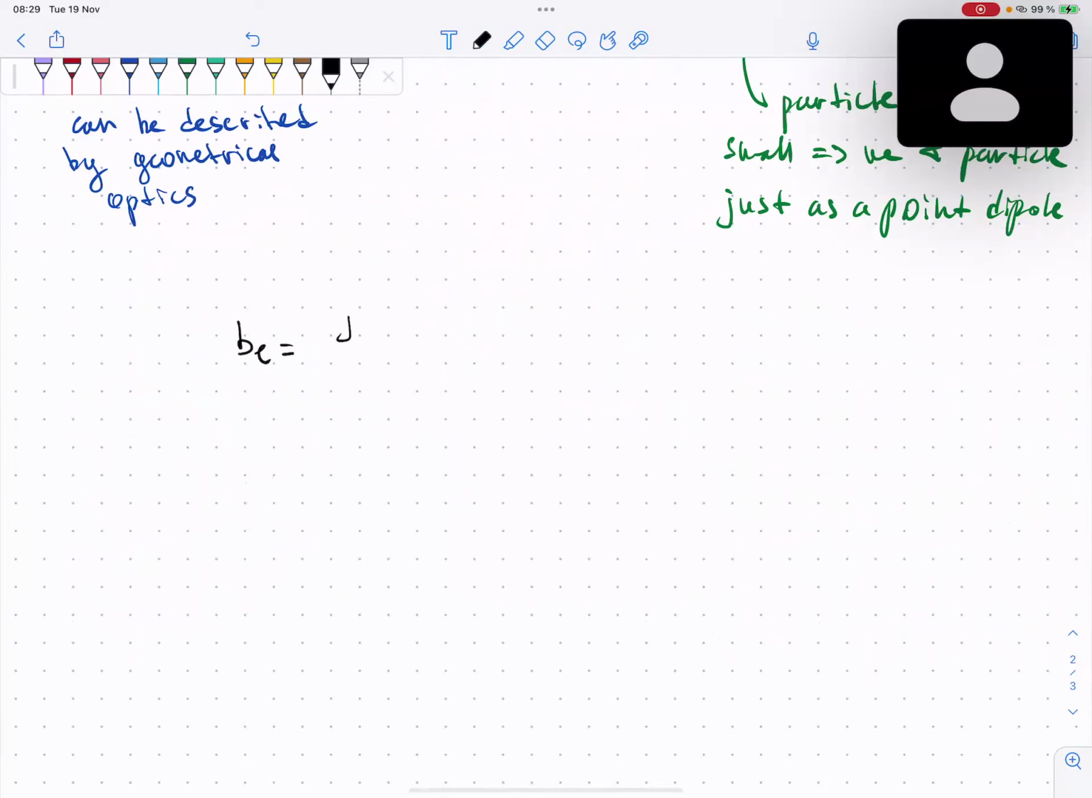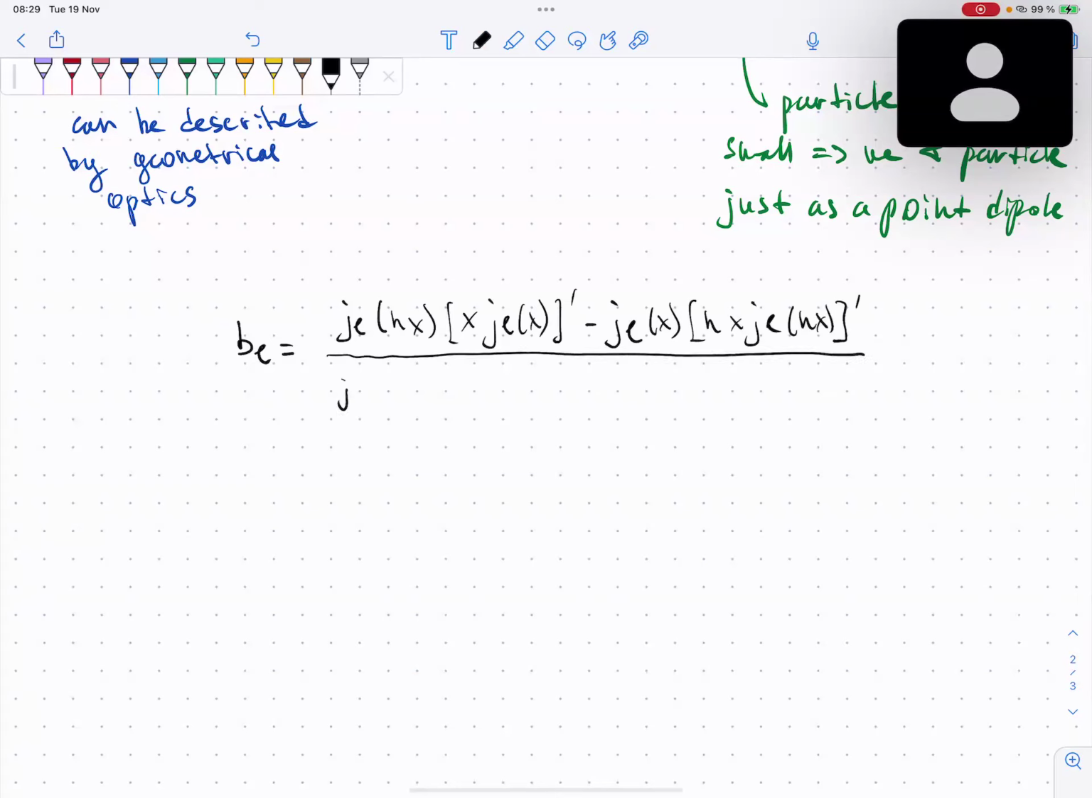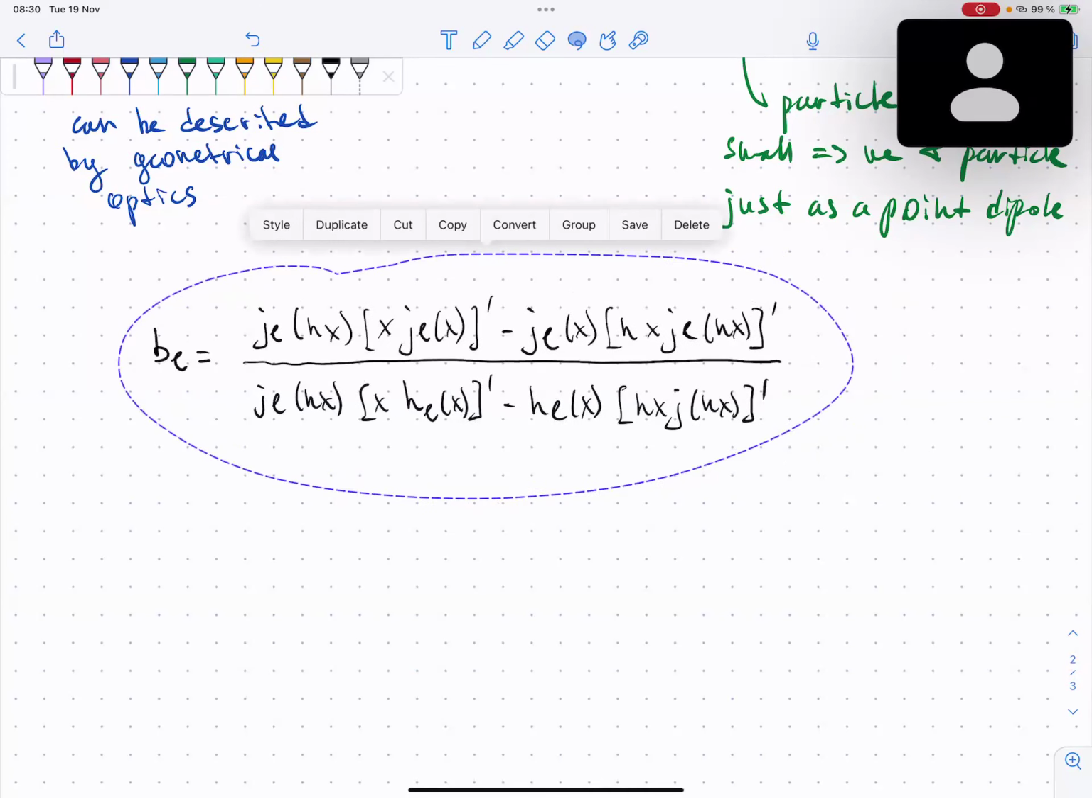B_L equals j_L of nx multiplied by x, j_L of x, minus j_L of x and x j_L of nx prime, divided by x h_L of x prime minus h_L of x and x j_L of nx prime. So something like this.